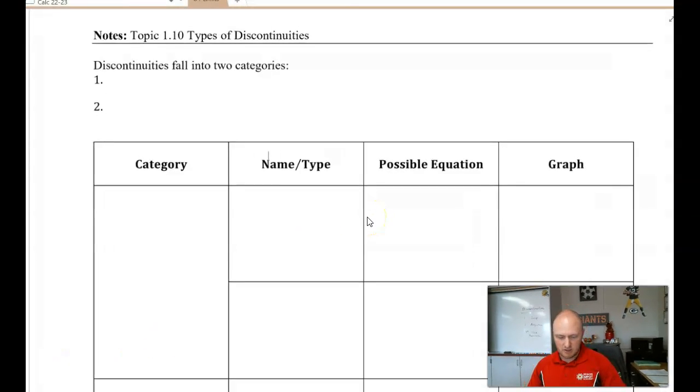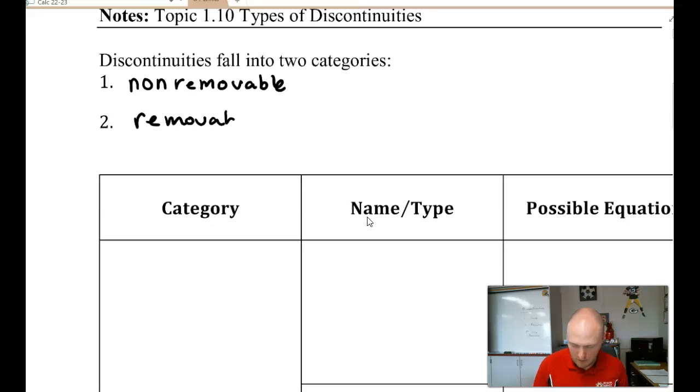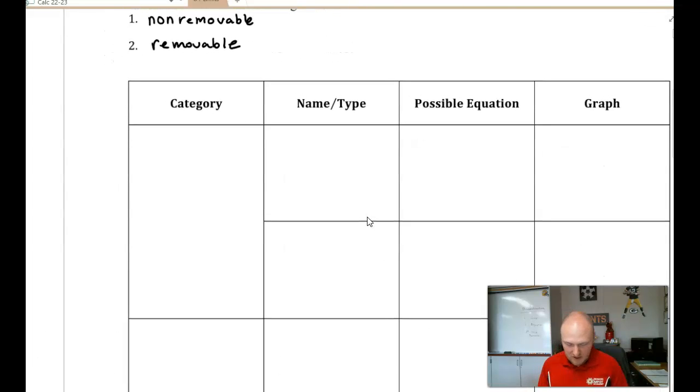All right, discontinuities. They fall into two categories. The first category is non-removable, and category two is removable. Now, I'll specifically call out the three types of discontinuities. They're right behind me on the whiteboard, so you see them this entire video. But I'm going to first classify them in the category. So we have non-removable.